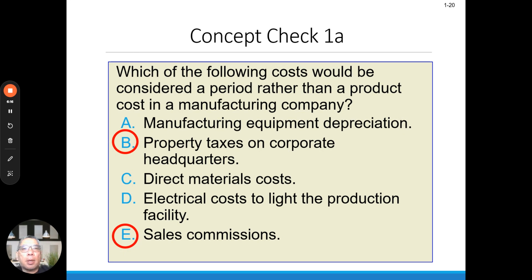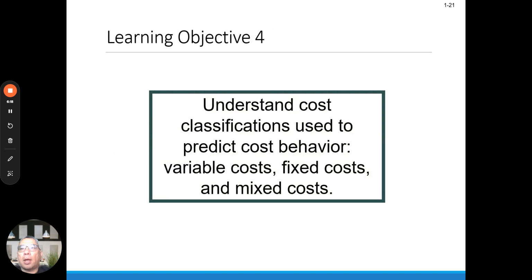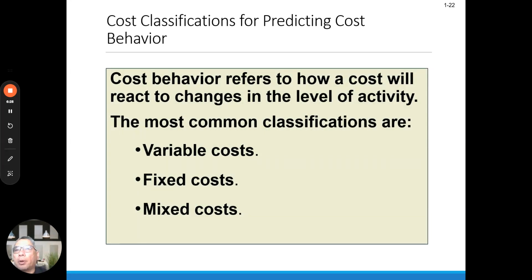Next one, learning objective number 4, understanding cost classification. Use the periodic cost behavior such as variable costs, fixed costs, and mixed costs. Cost behavior refers to how costs will react to changes in the level of activities. The cost classifications are variable costs, fixed costs, and mixed costs.